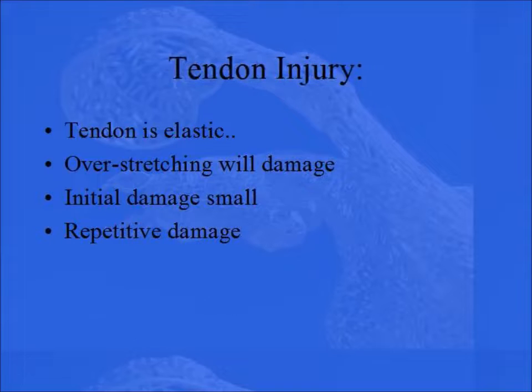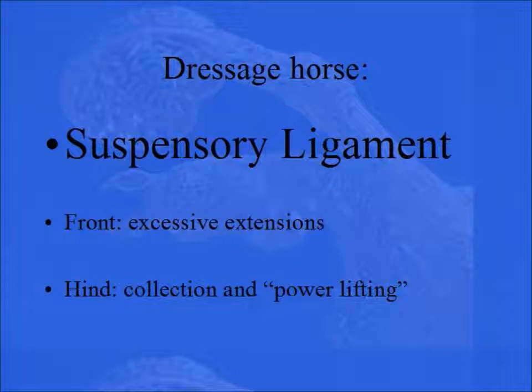When we're talking about tendon injury, a tendon is elastic. When you overstretch it, it will damage. Quite often the initial damage is small, but by doing it over and over and over again, we get repetitive damage, and then we get real problems. In the dressage horse, the first most important injury is the suspensory ligament in the front because of extension.